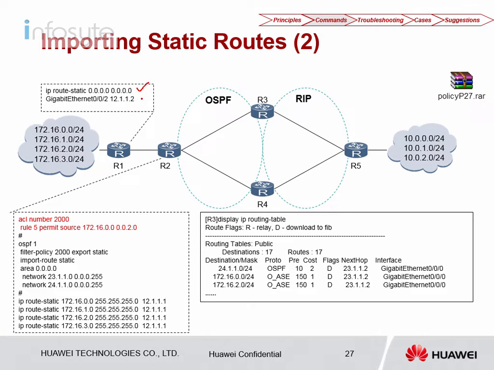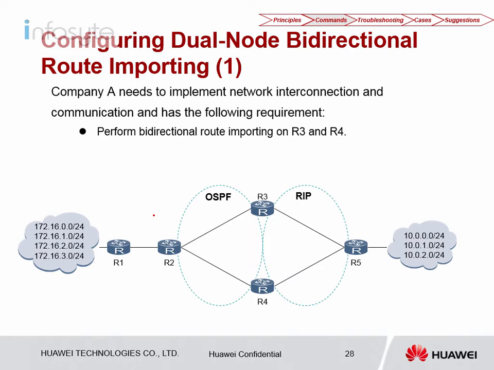Let's move on. All right, so as you can see, this is the answer for our lab earlier on. So we have a default route pointing to 12.112, and this is our 4 static route. We have our ACL, and we have the import route static plus the filter policy.